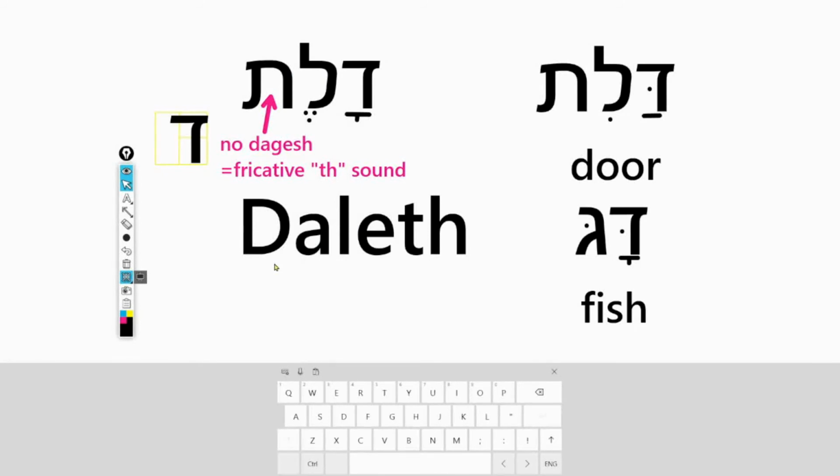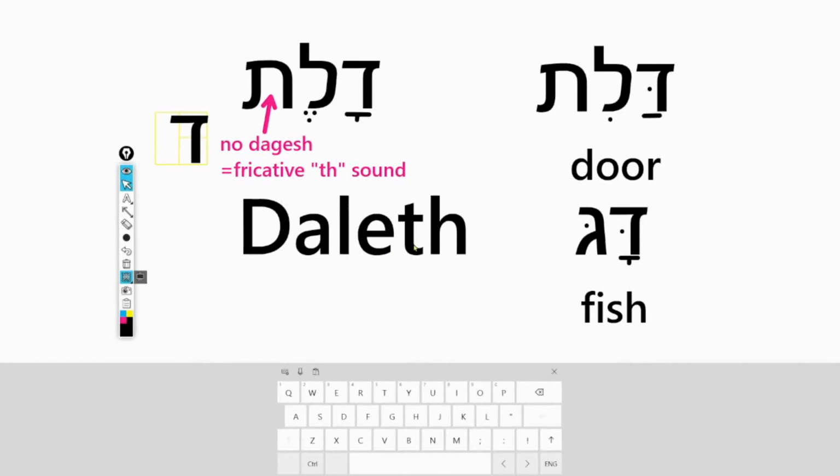Now we come to the letter Daleth. If you notice, the Daleth has a patak under the Daleth, and that's an ah sound. That's a kamatz, so it has the ah sound. And then under the lamed, it has the segol, so it's an eh sound. And then there's no dagesh, so you get the fricative th sound. So Daleth, Daleth. And it would be spelled in English as D-A-L-E-T-H, Daleth.